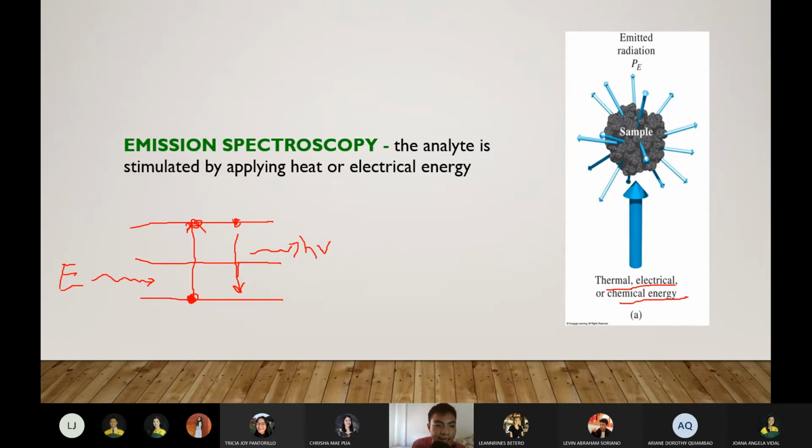Okay? Hindi naniniwala si Einstein dyan, pero totoo yan. Yan yung inaaral namin ngayon eh. Okay? So yan. So, ayan ha. Yun. So, yan lang. So, that's emission spectroscopy.